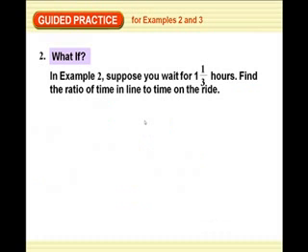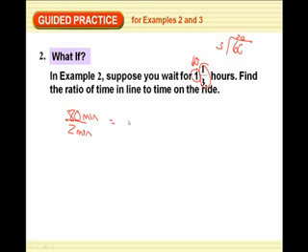What if, in example 2, suppose you wait for 1 1/3 hours. Find the ratio of time in line to the ride. Okay, remember it was 2 minutes on the ride, so 60 here. This is 60. A third of an hour means you take 60 minutes and divide it by 3, so that'd be 20. So that'd be 80 minutes. So chop those both in half, 40 to 1.